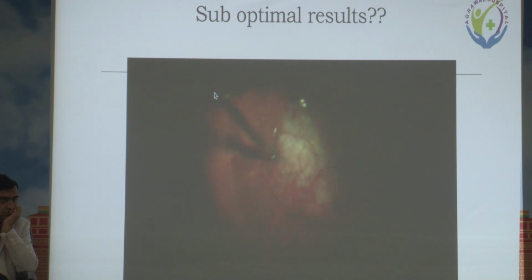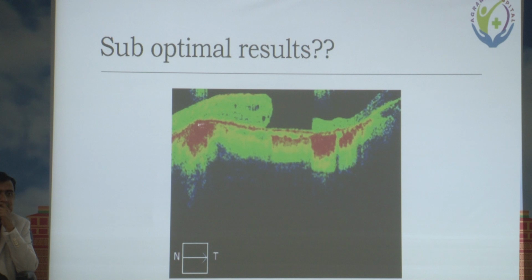And the second point is that once the ILM is visible, you have to peel it till the posterior staphyloma edge. Otherwise, the retina will not be redundant or pliable enough to get settled in the postoperative period. Even if you attach the retina, a suboptimal result like a type 2 closure can occur.